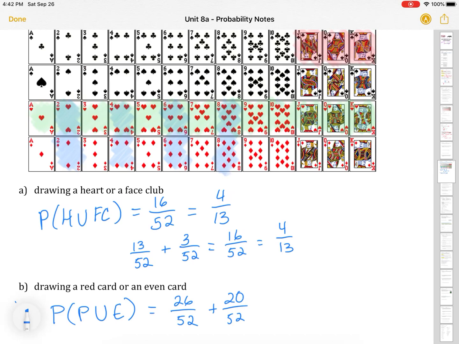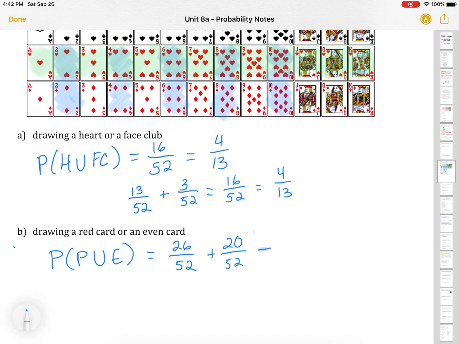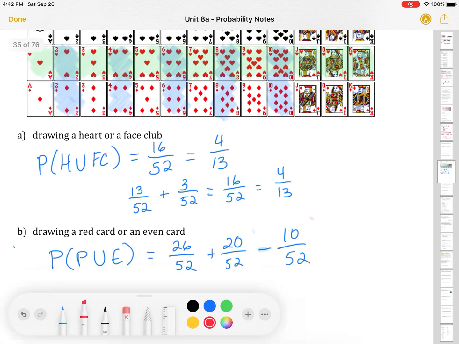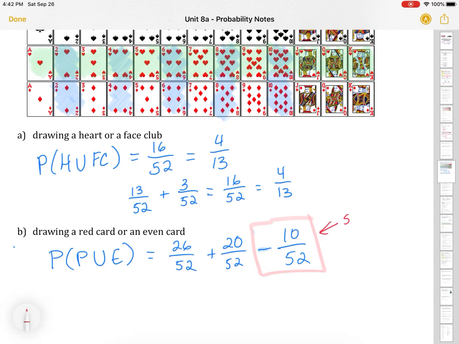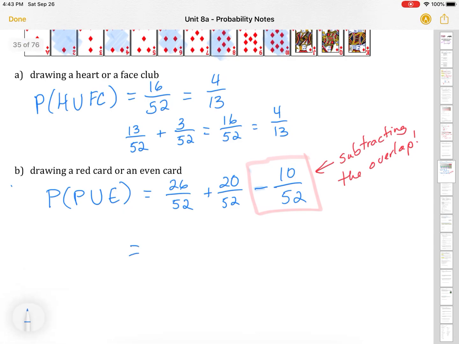but there's overlap, isn't there? If I look at this, I also have red cards that are even cards because I've got those two, those two, those two, those two, and those two. So I've got 2, 4, 6, 8, 10 even cards. So I have to subtract those because there is overlap. So minus 10 out of 52. So what I'm doing here is I am subtracting the overlap.